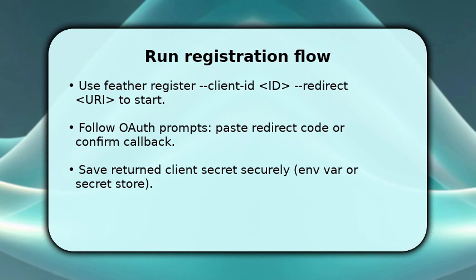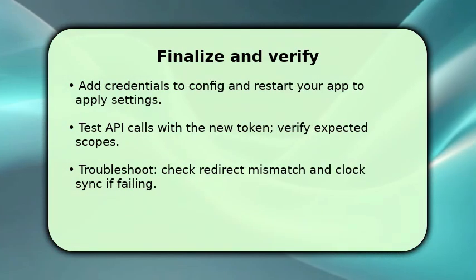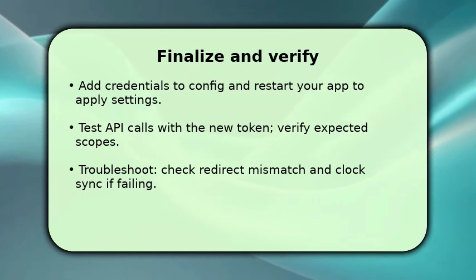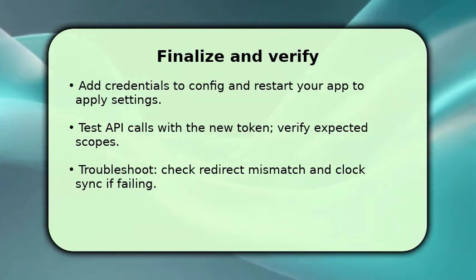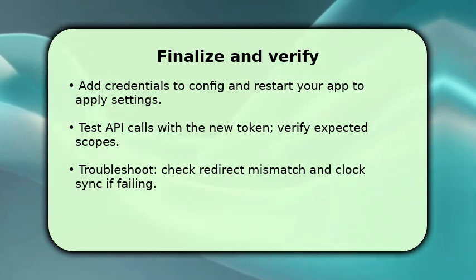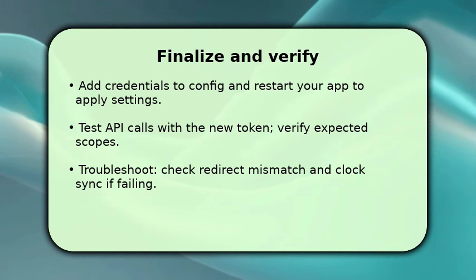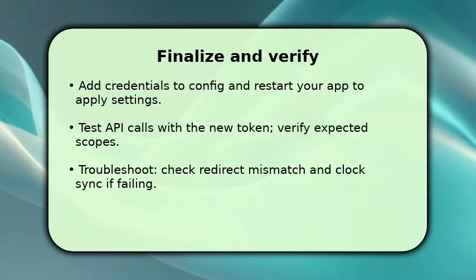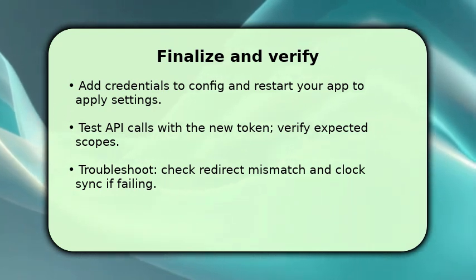You finish by wiring the returned credentials into your app configuration and restarting the service so it picks up the new values. Then request an access token using the client secret and perform a simple API call to confirm scopes and responses match expectations. If the call succeeds, registration is complete and safe to deploy.